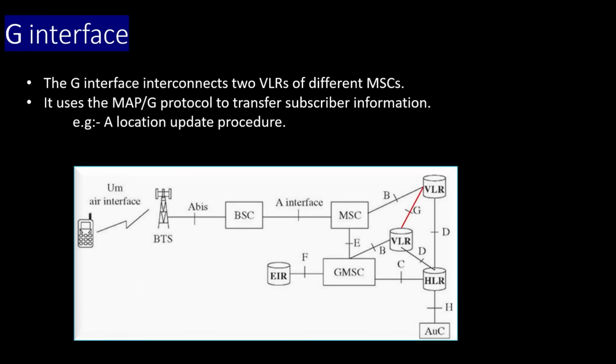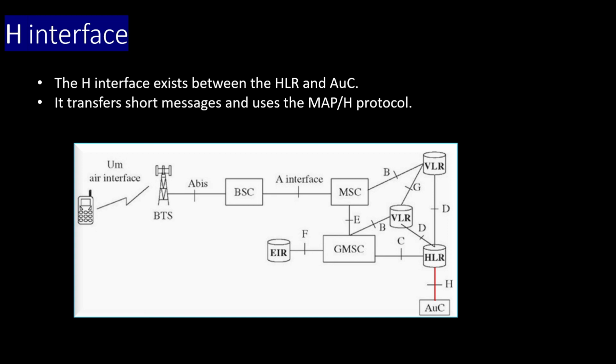G interface. The G interface interconnects two VLRs of different MSCs. It uses the MAP-G protocol to transfer subscriber information, for example, in a location update procedure. H interface. The H interface exists between the HLR and AUC. It transfers short messages and uses the MAP-H protocol.